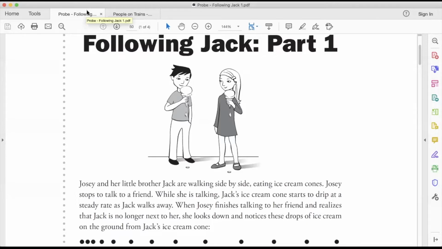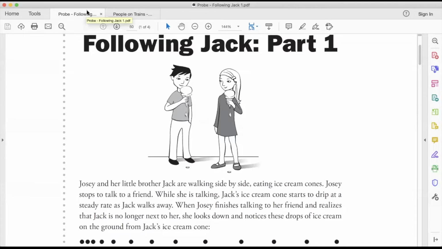Josie and her little brother Jack are walking side by side eating ice cream cones. Josie stops to talk to a friend. While she's talking, Jack's ice cream cone starts to drip at a steady rate as Jack walks away. Apparently, Josie's friend stinks or something. I don't know. So Jack's not chill with talking, so he goes to walk away.